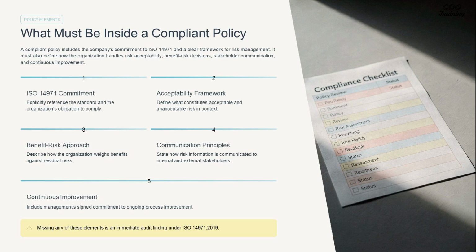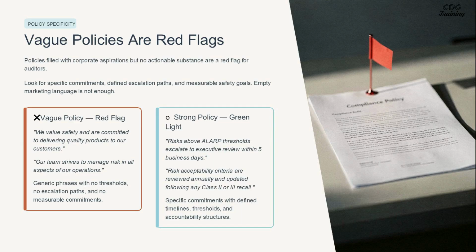A compliant policy includes commitment to ISO 14971, an acceptability framework, benefit risk decisions, communication principles, and continuous improvement. Missing any of these elements is an immediate audit finding. Policies filled with aspirations but lacking actionable substance are red flags. Look for specific commitments, defined escalation paths, and measurable safety goals. Empty marketing language is not enough.